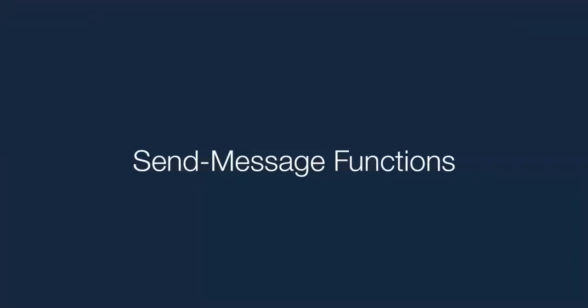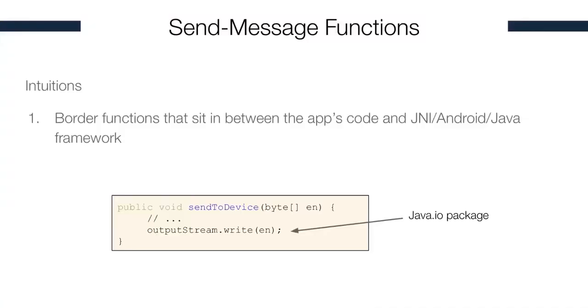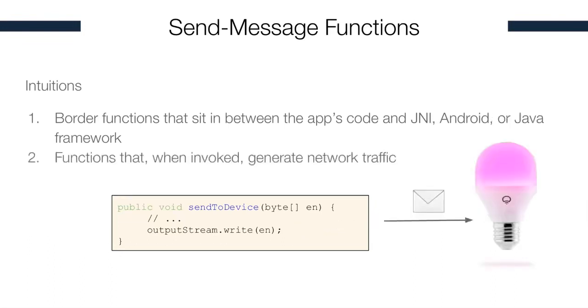The first phase is identifying send message functions. Our method is based on two intuitions. Send message functions are usually border functions that sit between the app's code and interact with Java framework methods. For instance, the code shown on the slide is a border function because it directly interacts with the OutputStream.write, which is a method in the Java IO package. And another intuition is that these send message functions, when invoked, usually generate network traffic.